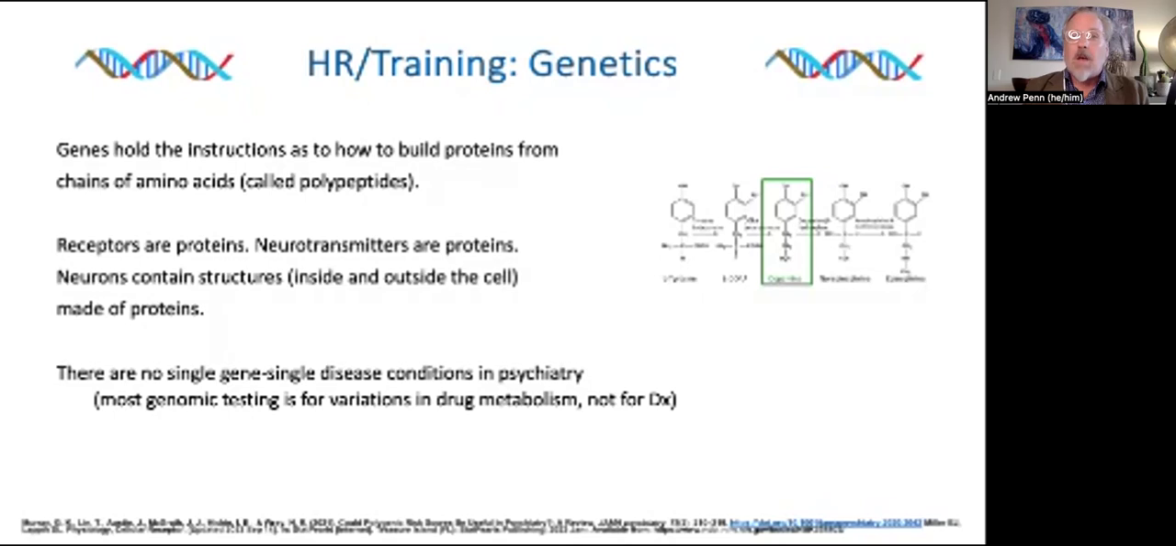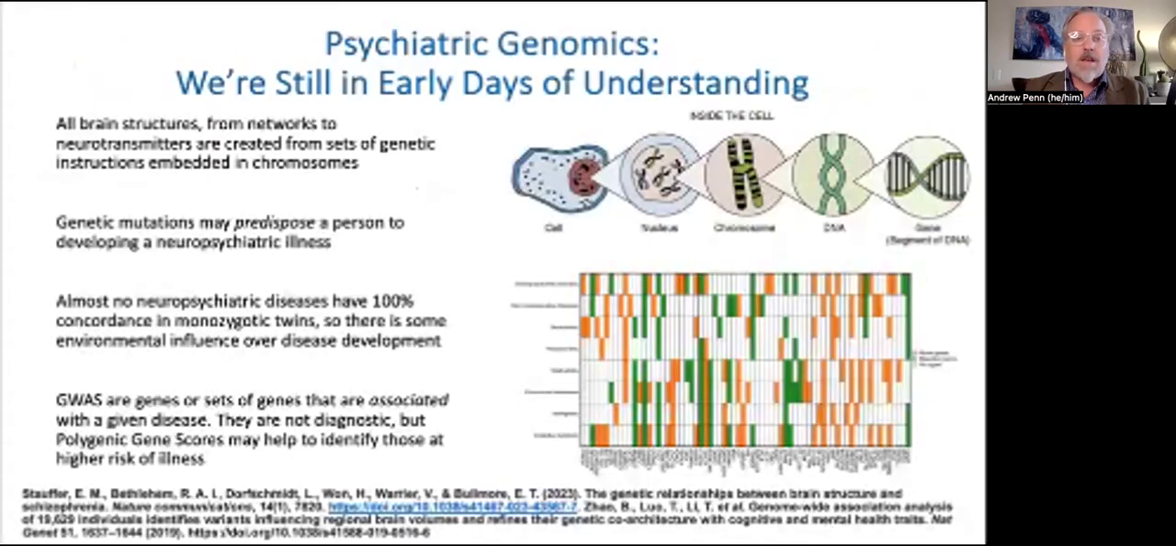We shouldn't be testing every person who comes in a clinic, it's probably not a good use of resources, but maybe reserve that for people that are either having a lot of side effects to every medication or are simply not responding to conventional treatments. But otherwise, that has limited utility. And these genetic mutations may predispose a person to developing a psychiatric illness, but there is really no single gene that, if you have that gene, you will get that disorder.